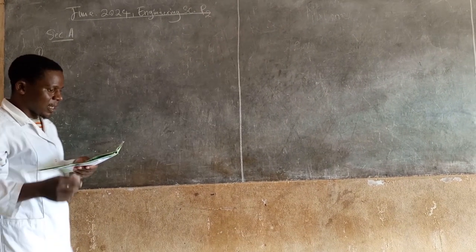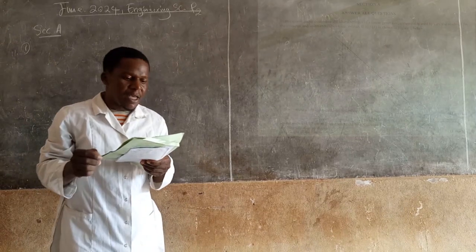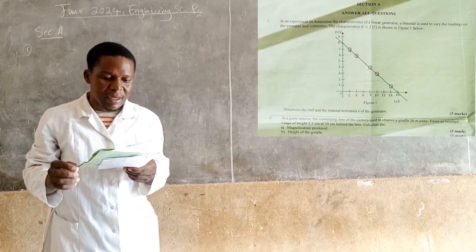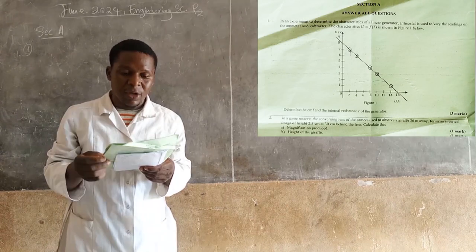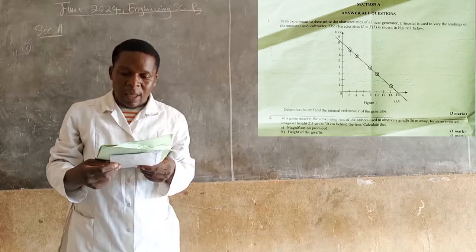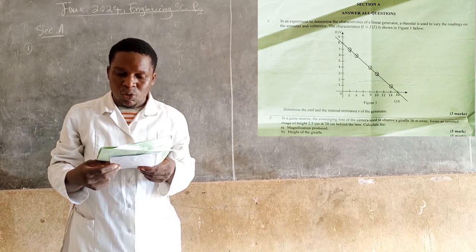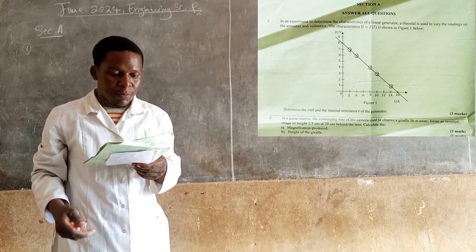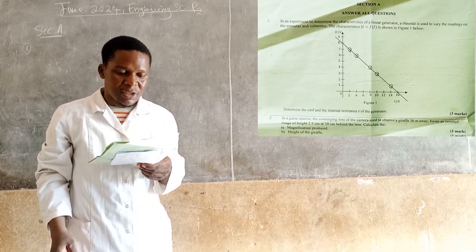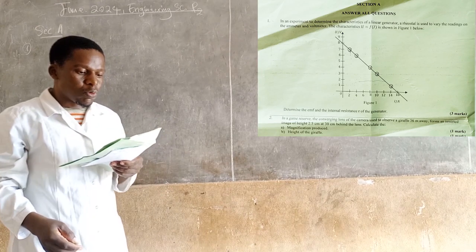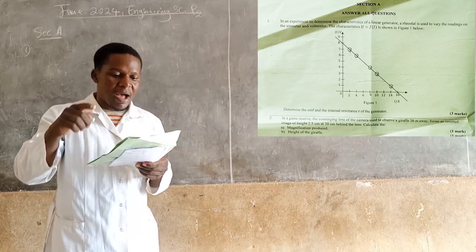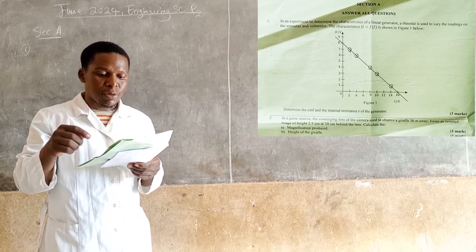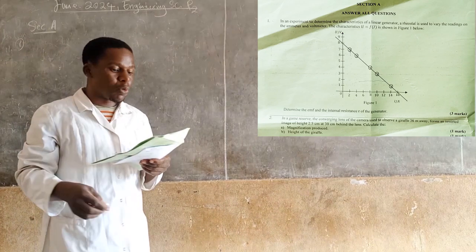Question 1, as I read, it says, an experiment to determine the characteristics of a linear generator. A rheostat is used to vary the reading on the ammeter and voltmeter. The characteristic U equal to F of I is shown in figure 1 below.